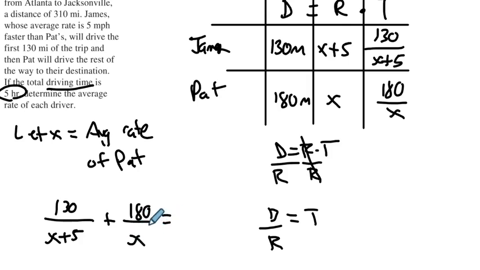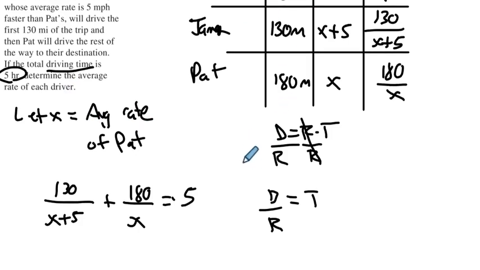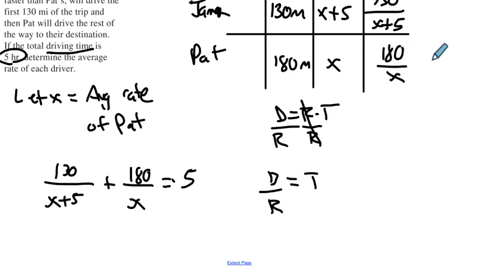And we know that if you add both of their times up, they must drive a total of 5.5 hours. Okay? And now we're ready to solve for x. That will give us the average rate of Pat, and then we can plug it back in to get James right there. All right, so a lot of practice in this chapter on solving rational equations.